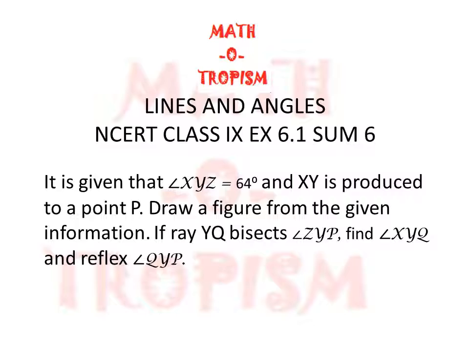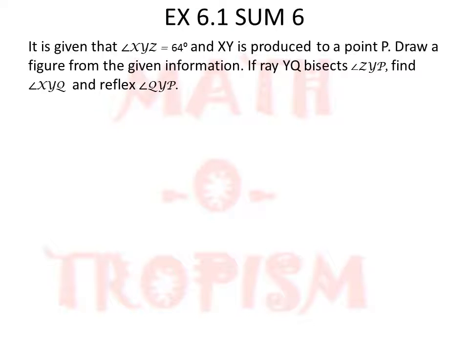It is given that angle XYZ is equal to 64 degrees and XY is produced to a point P. Draw a figure from the given information. If ray YQ bisects angle ZYP, find angle XYQ and reflex of angle QYP.